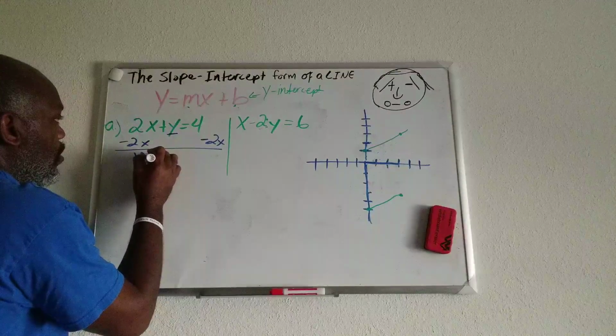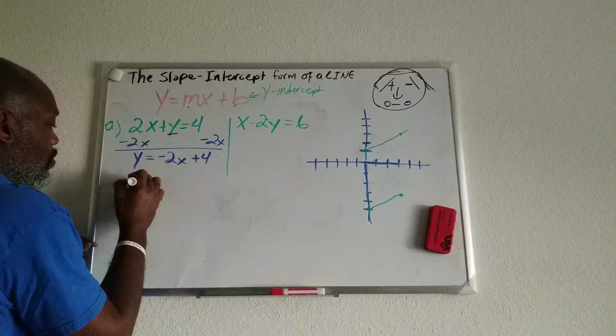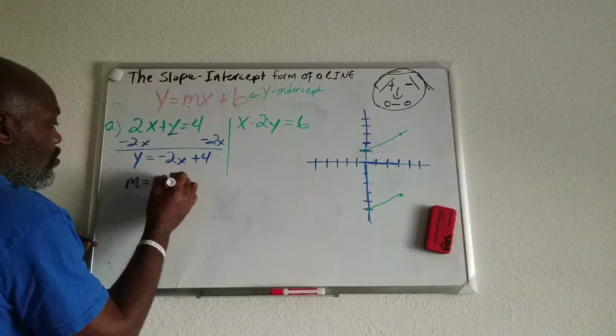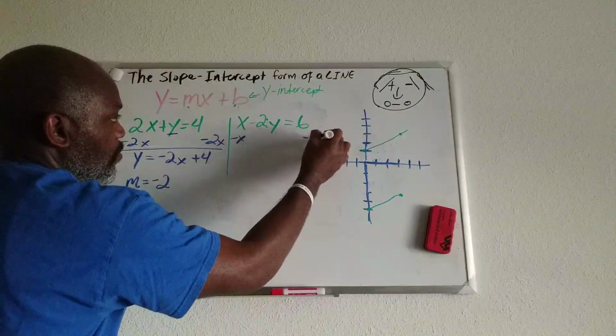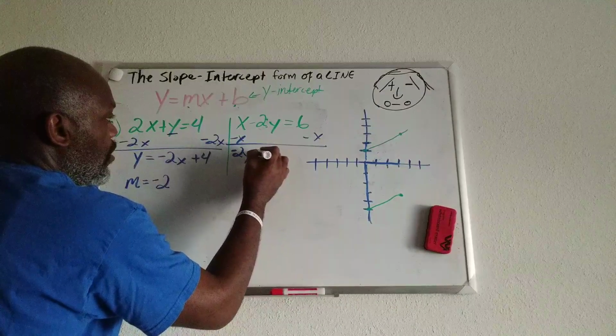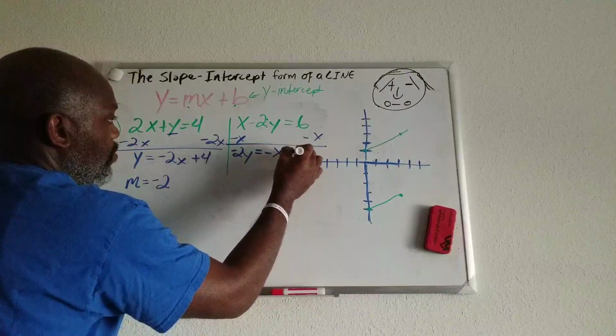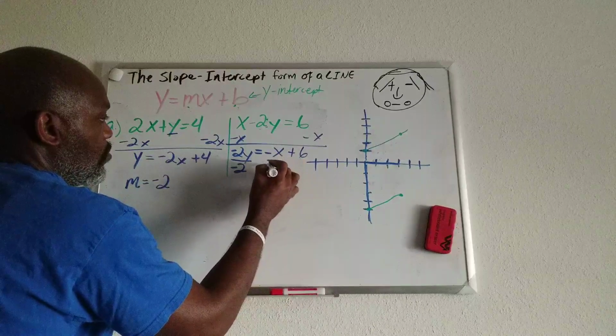That's y equals -2x plus 4, right? The slope is -2. We're going to subtract x from both sides here. We end up with -2y equals -x plus 6. Divide both sides by -2.